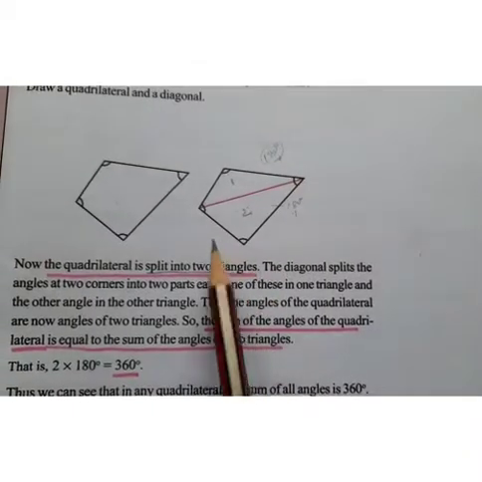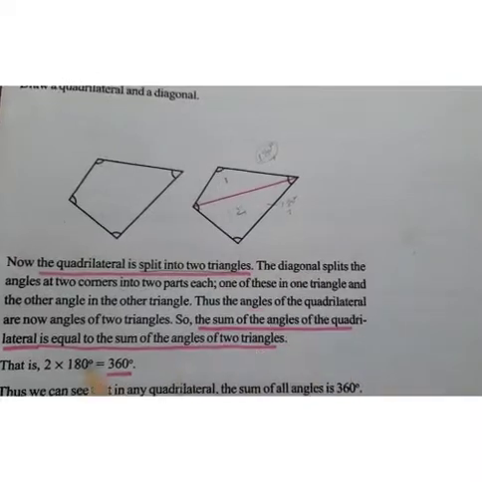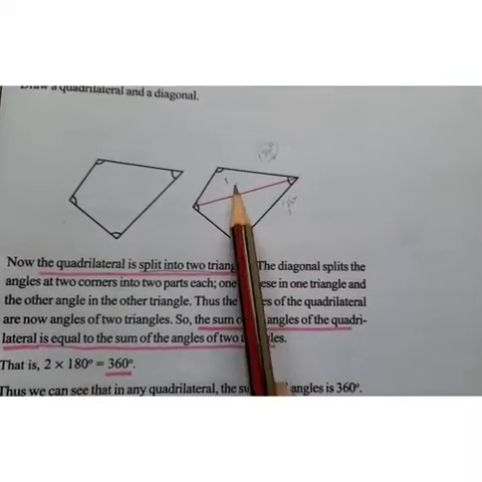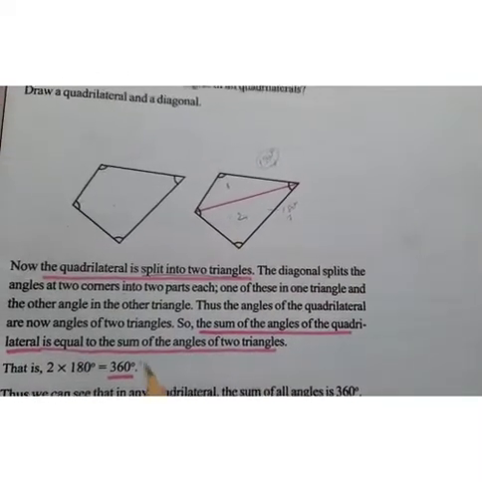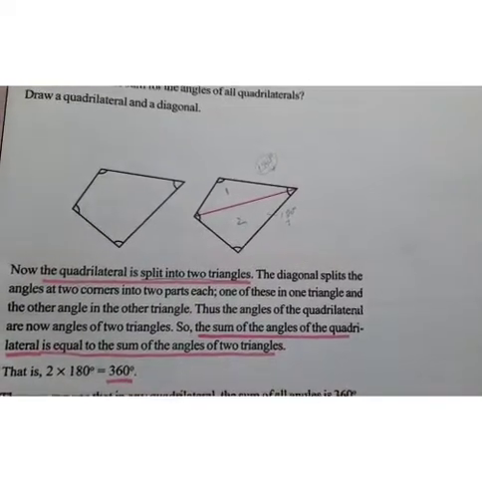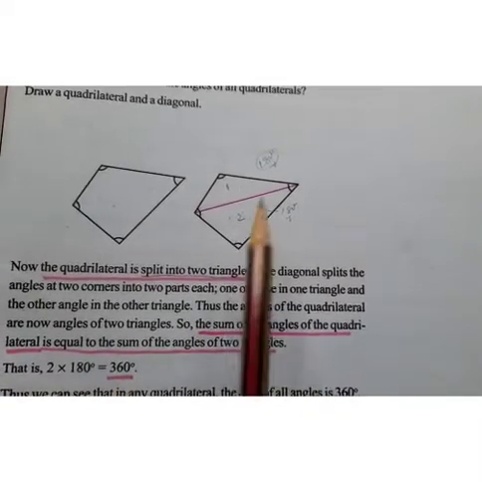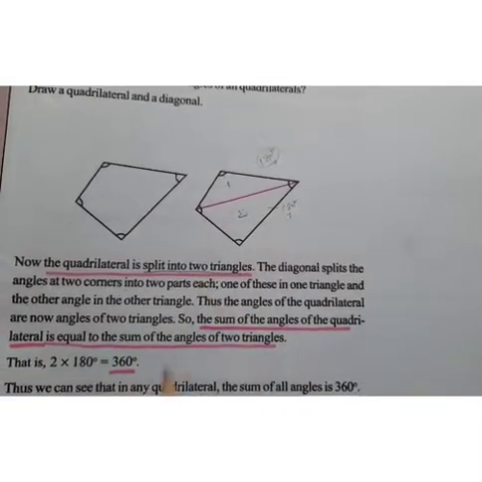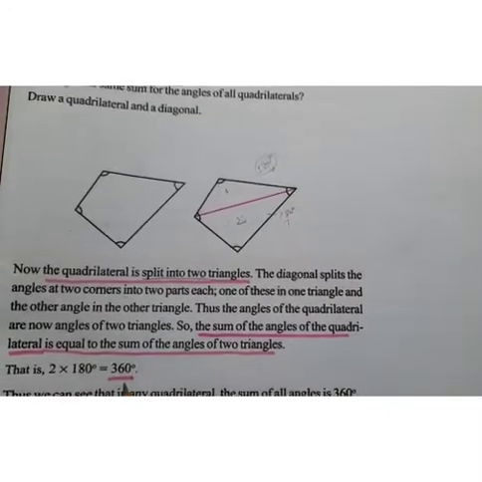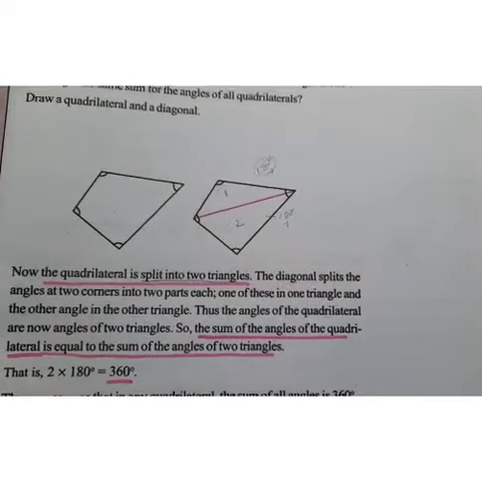So if you split a quadrilateral, you get 2 triangles, and the sum of angles of a quadrilateral is equal to the sum of angles of 2 triangles, that is 360. That is 2 into 180, so it is 360. For one triangle it is 180, 2 triangles together it is 360. So that is the same as the sum of angles of a quadrilateral.